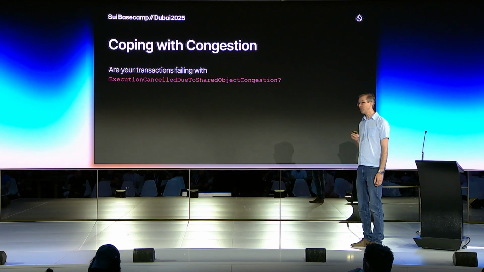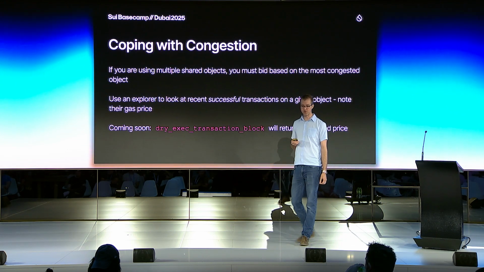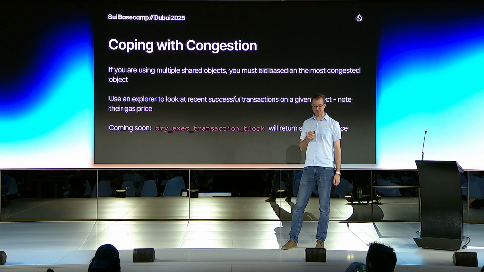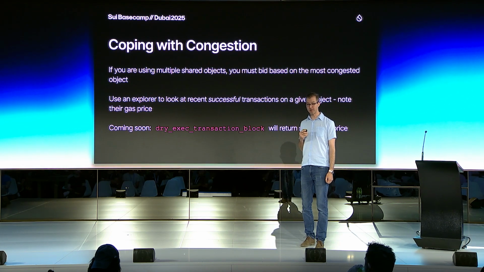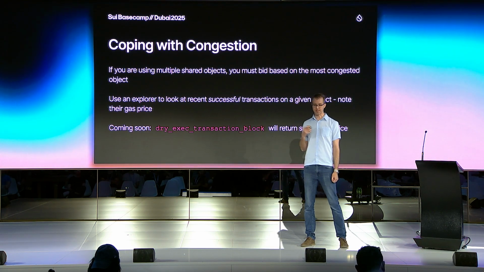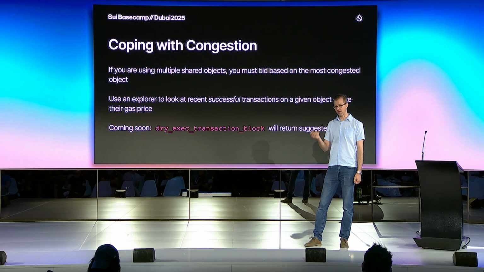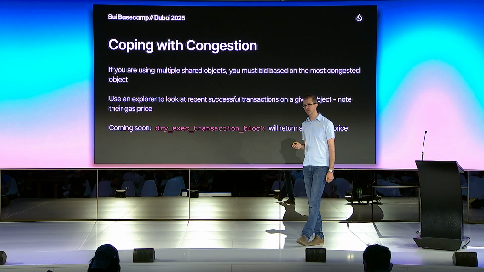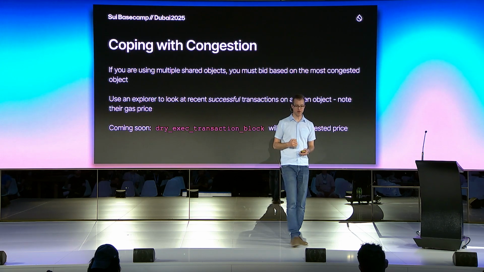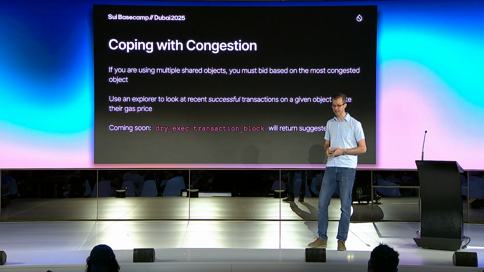Okay, so if you have seen this error in the past, what can you do to improve? How can you cope with it better? Well, you should know that if you're using multiple shared objects, you're going to have to bid on the most congested object. You can use explorers to help figure out how expensive those objects are. And in the near future, the dry exec transaction block API will be able to return a suggested price to you, saying this is the price that we think you should bid if you want to be scheduled.